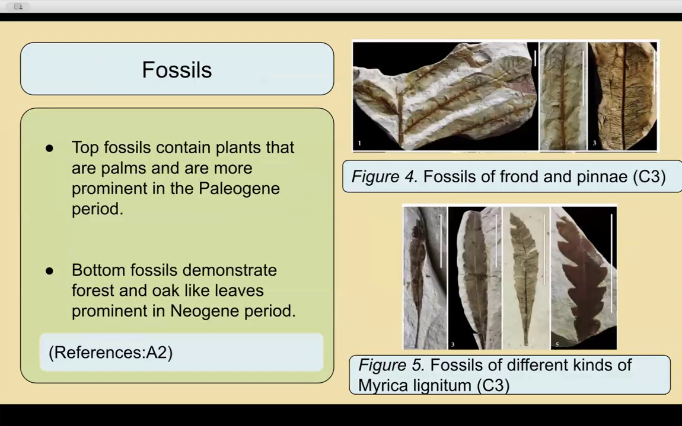Both figures 4 and 5 are fossils that were recovered from Greece during the Cenozoic era. The fossils in figure 4 show the flora during the Paleogene period. As we can see, the fossils look like they come from palm trees and are different from the ones that are in figure 5. The fossils in figure 5 are still from Greece, just from the Neogene period. As we can see, the fossils in figure 5 have jagged edges, which is common in oak and foresty flora and environment.